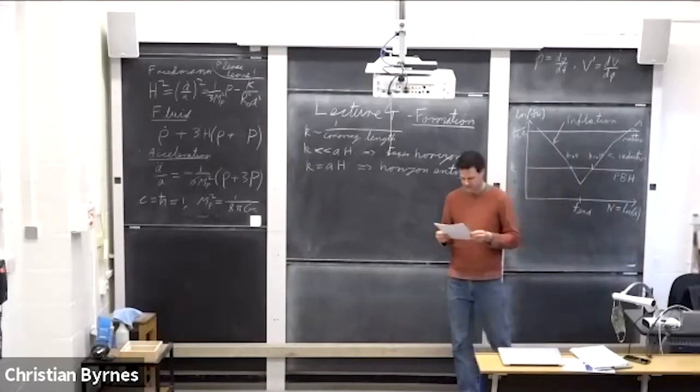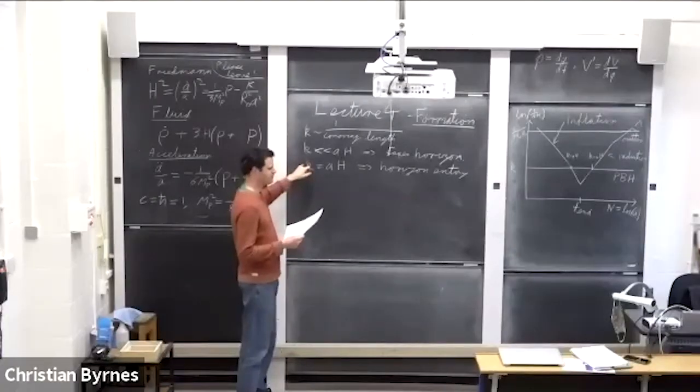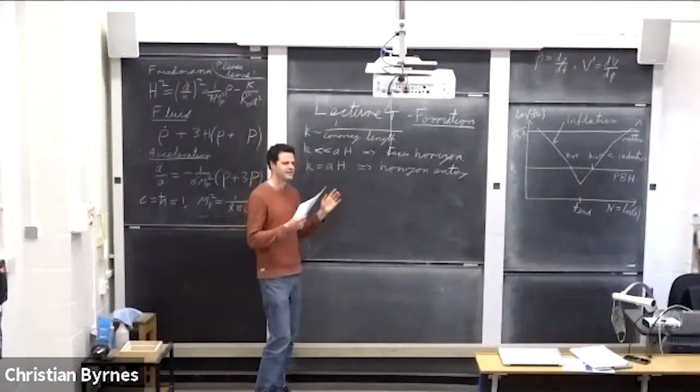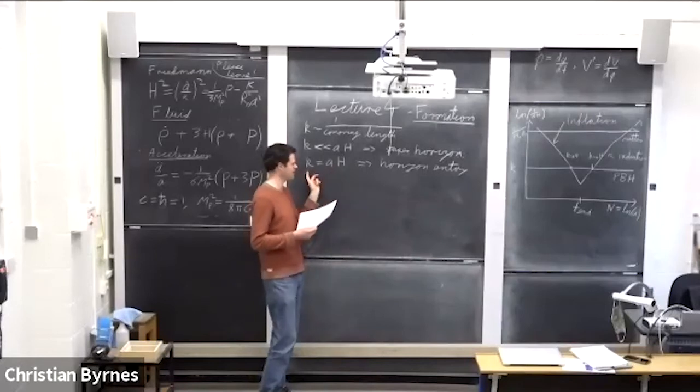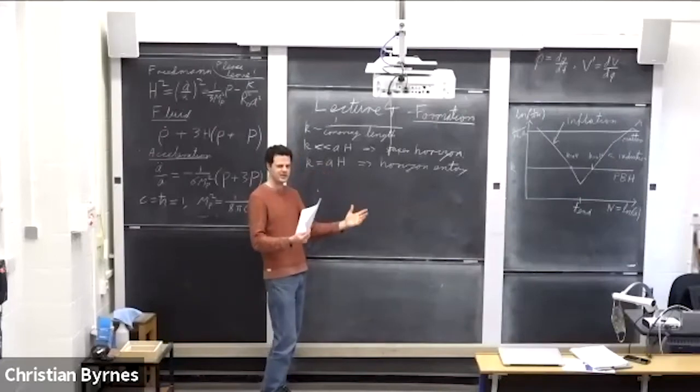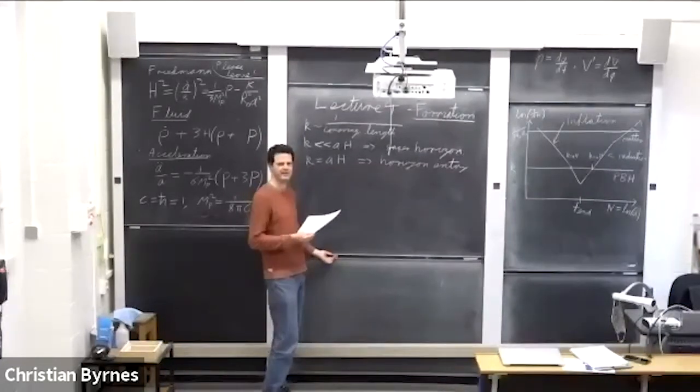Okay. So the reason why I'm stressing this is really because we'll see that the black hole mass is proportional to the horizon mass, and the horizon mass is given by k equals ah. That's not the mass, of course, but that gives you the length scale, from which you can deduce a characteristic mass scale.